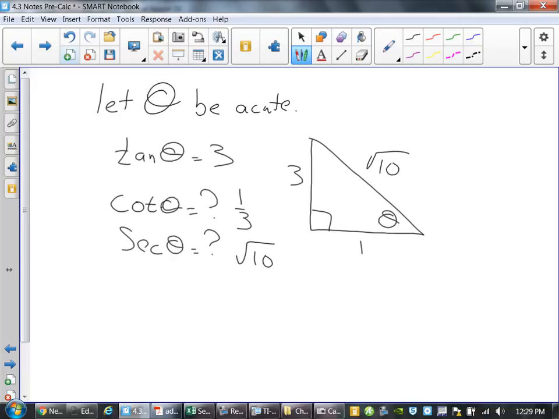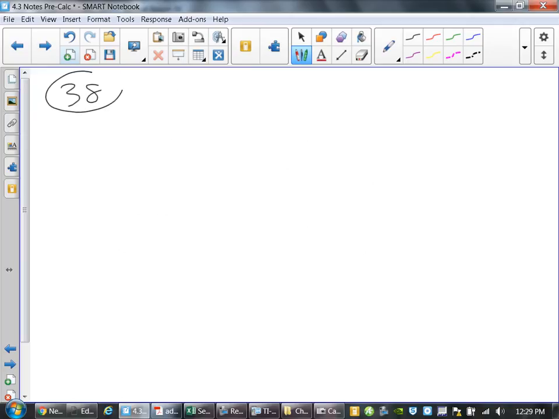Now, the problems in your book for the identities that I gave you were some very quick verifies. For example, number 38 is a question that I had you doing tonight. It was show that 1 plus sine times 1 minus sine equals cosine squared. Show that the stuff on the left equals the stuff on the right.